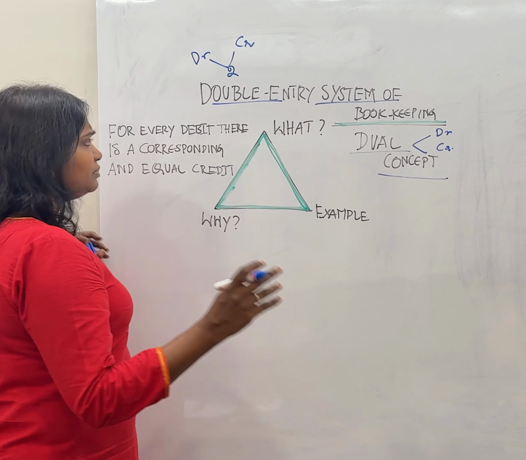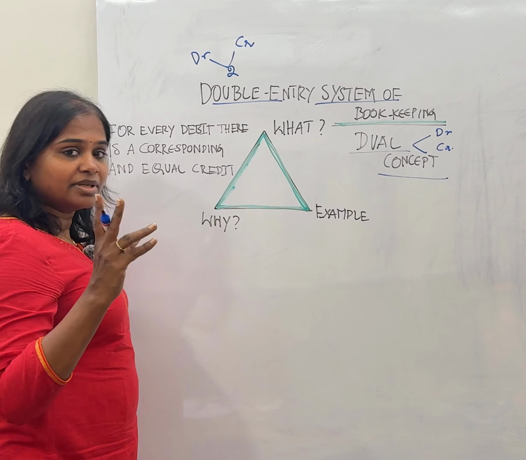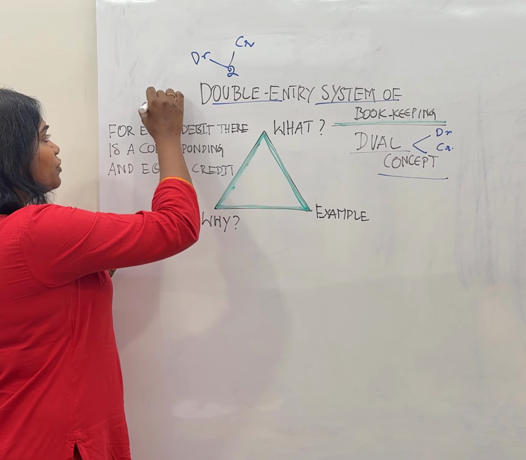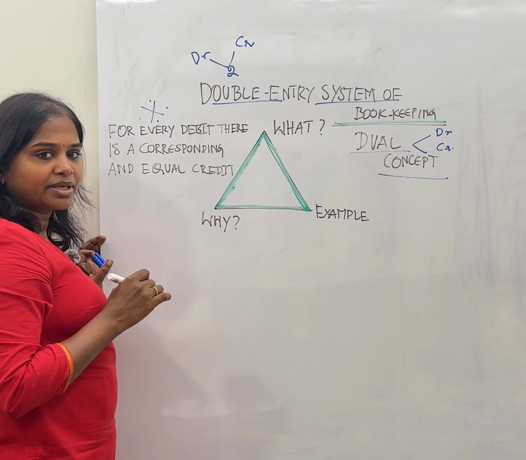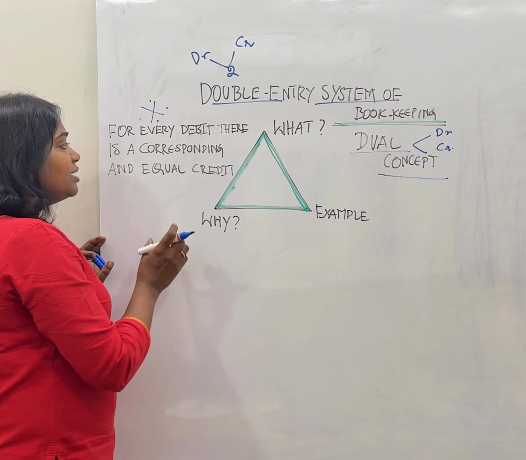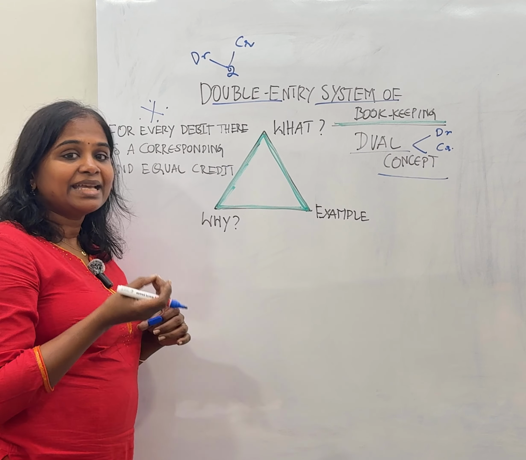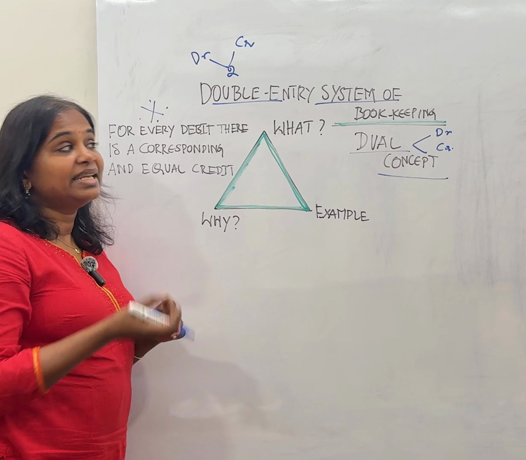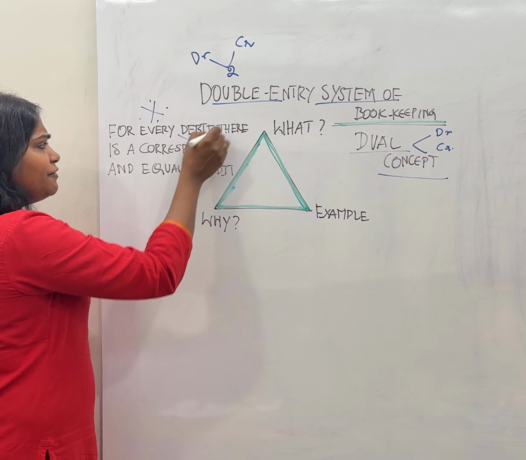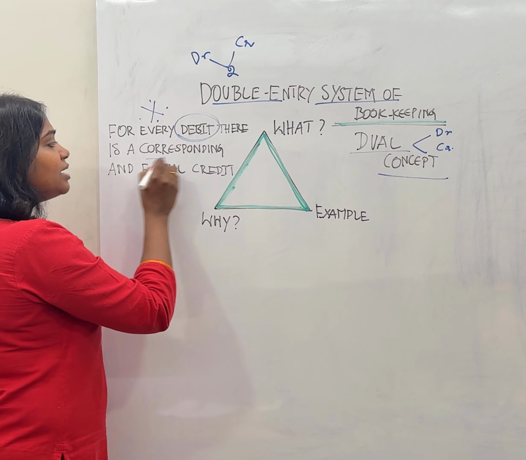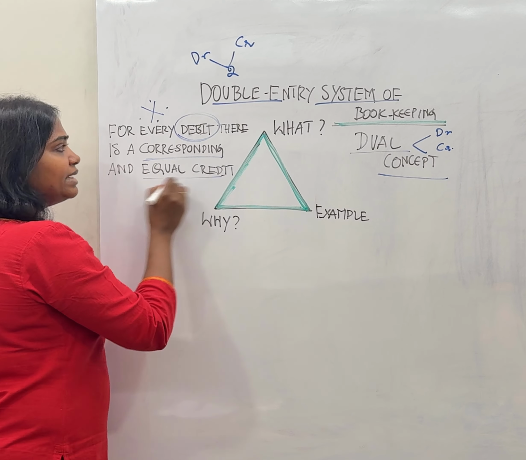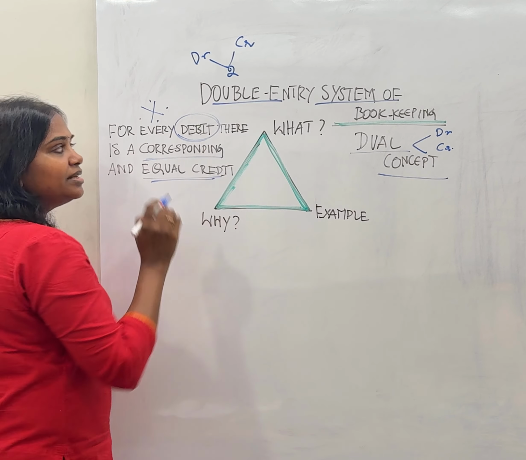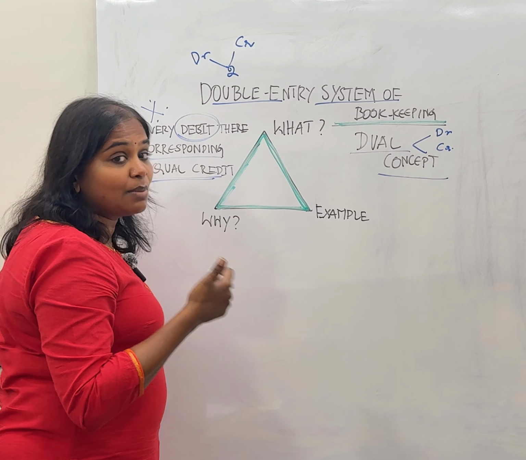Okay. Again, double entry system, two things. This is a very important rule. For every debit, there is a corresponding and equal credit. Let me repeat it. For every debit, there is a corresponding and equal credit. That is the thumb rule of the double entry system of bookkeeping.